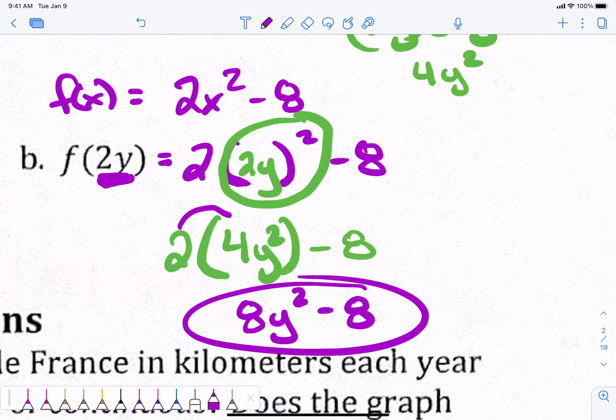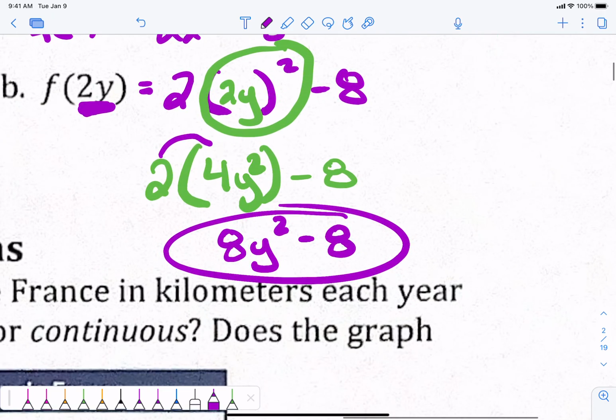So those two things are not like terms. Do you understand that those aren't like terms? Yeah? So you just leave it as 8y squared minus 8, right? Make sense? Kind of ish. Okay? All right, last example.